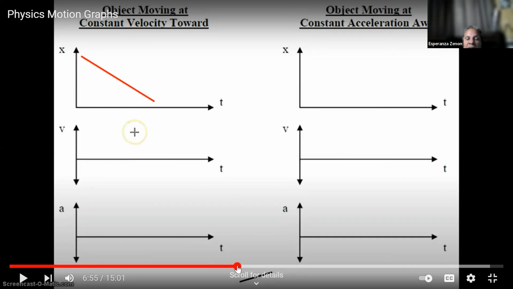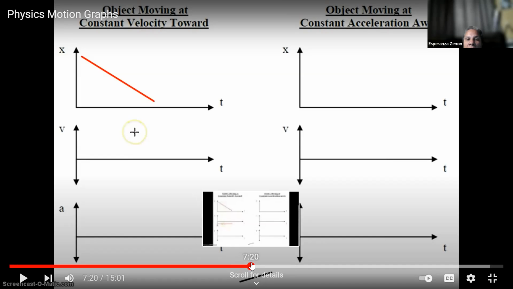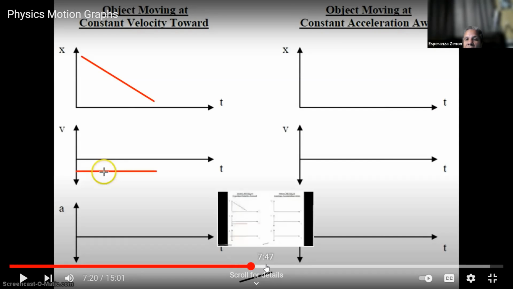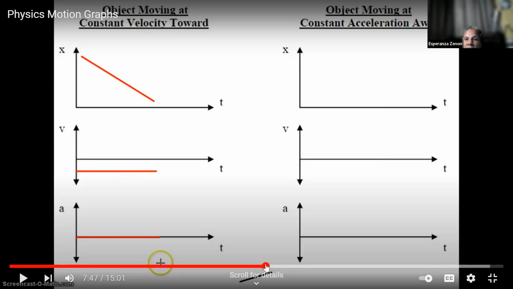And so your position is decreasing. That means that your velocity is constant, but negative. And then again, that also means your acceleration is 0.